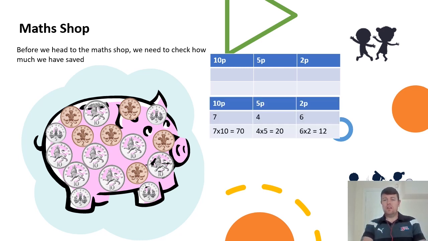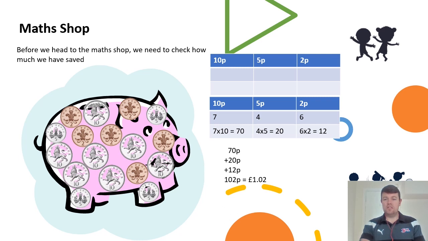So did we get something like this? So there were 7 10p coins inside this piggy bank. There were 4 5p, and there were 6 2p. So that gave me 70p, 20p, and 12p. So what do we need to do now? That's right, we need to add them all together to work out how much money in total is inside our piggy bank.